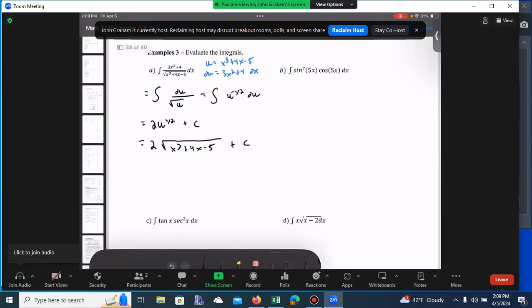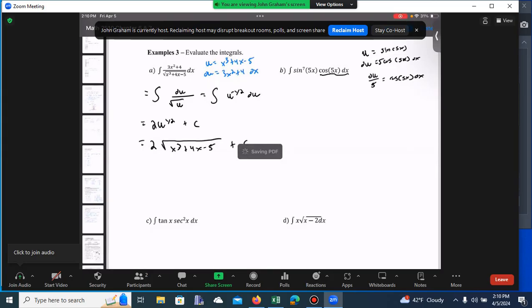Some with even trig. Here, we'll let u equal sine 5x. So du, when we take the derivative, we get cosine of 5x. But you also have the 5 come out from the chain rule, so you have 5 cosine of 5x dx. And so we would have to solve for cosine of 5x dx, since that's what we have to make the substitution for. So du over 5 equals cosine of 5x dx.